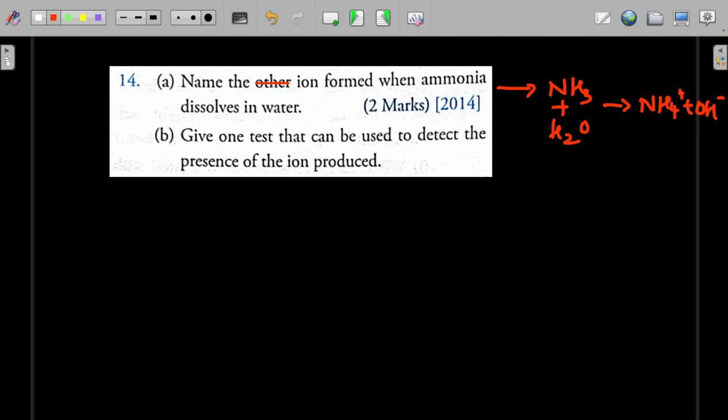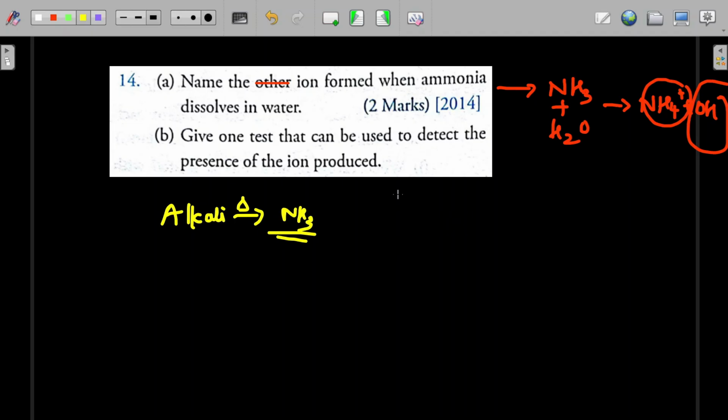Give a test to detect the presence of the ions produced. If you say ammonium ion, then you have to write the test for that. If you say hydroxide ion, then you have to write the test for that. For the ammonium ion test, what will you do? You will take an alkali and heat it. It will release ammonia gas, right? So that observation you have to write.